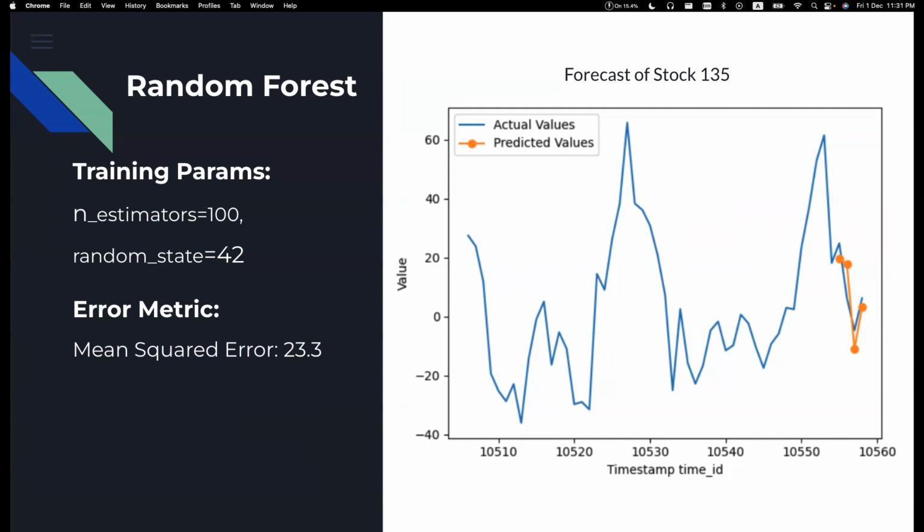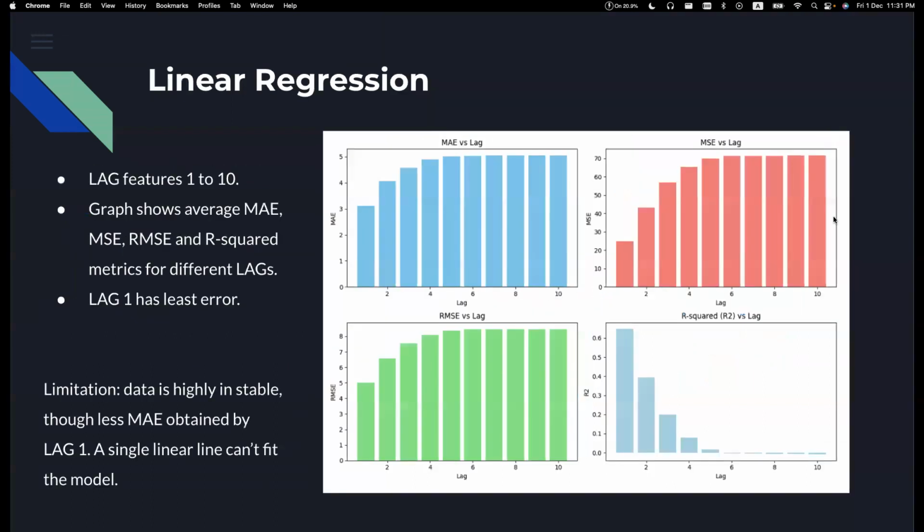Even the mean square error is lower, and we have used n_estimators and random_state, two parameters, for training this particular model. So the next model, which is linear regression, will be covered by Shivani.